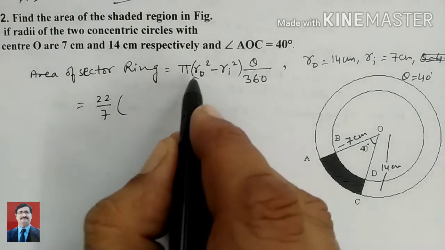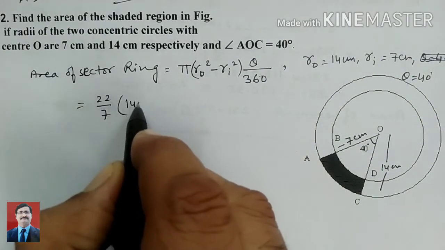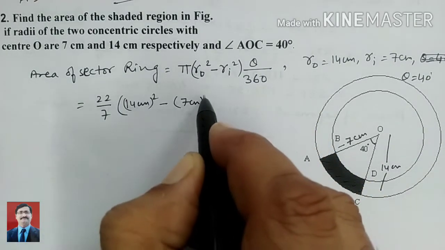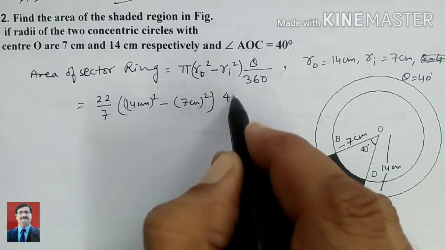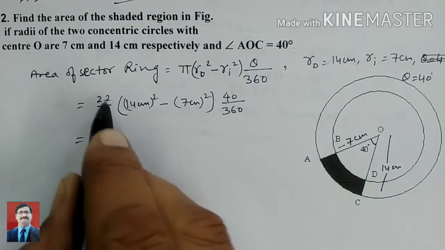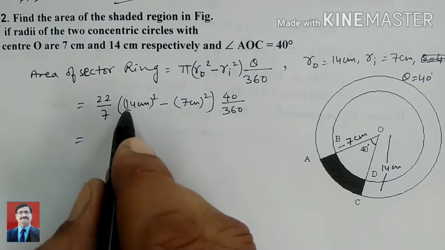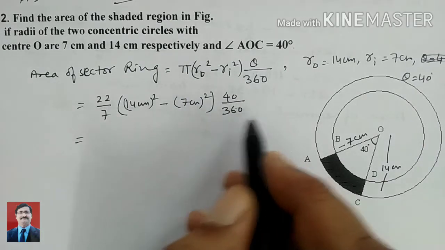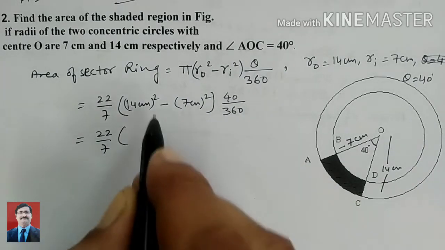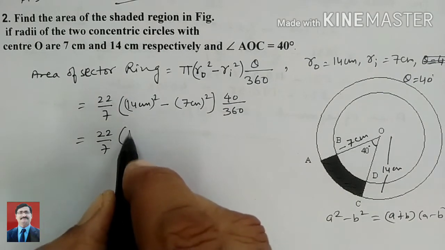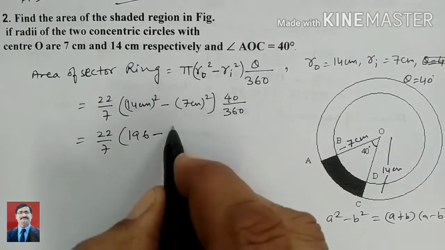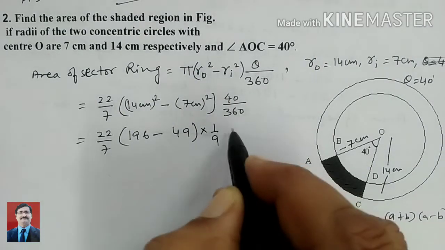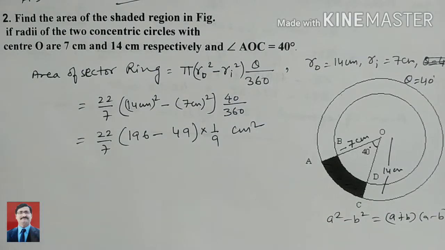We get 22/7 times bracket 14 centimeter whole square minus 7 centimeter whole square, times 40 upon 360. Now 14 square is 196, and 7 sevens are 49. 40 upon 360 is 1 upon 9, so we can take 1 upon 9 centimeter square outside.